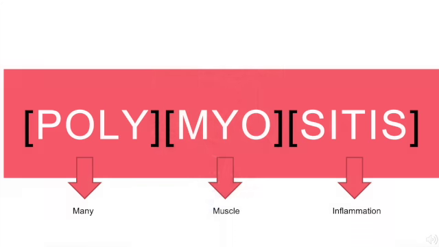Before I get started, I wanted to give a brief rundown of what the word polymyositis means. PM means many muscles being inflamed, where poly means many, myo means muscle, and itis means inflammation.